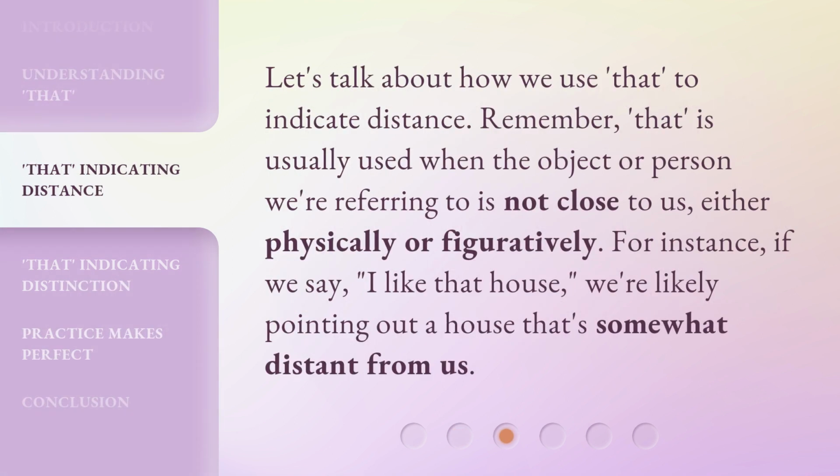Let's talk about how we use that to indicate distance. Remember, that is usually used when the object or person we're referring to is not close to us, either physically or figuratively. For instance, if we say, "I like that house," we're likely pointing out a house that's somewhat distant from us.